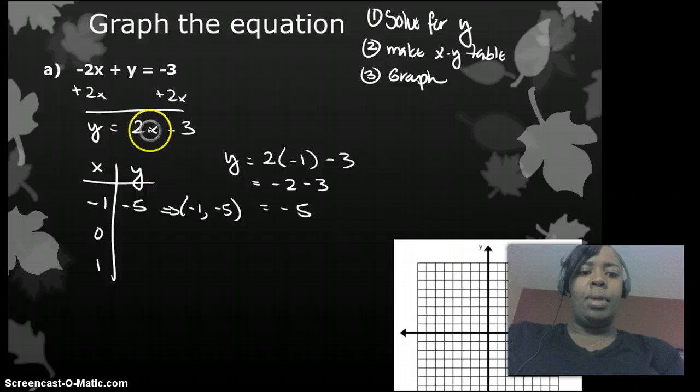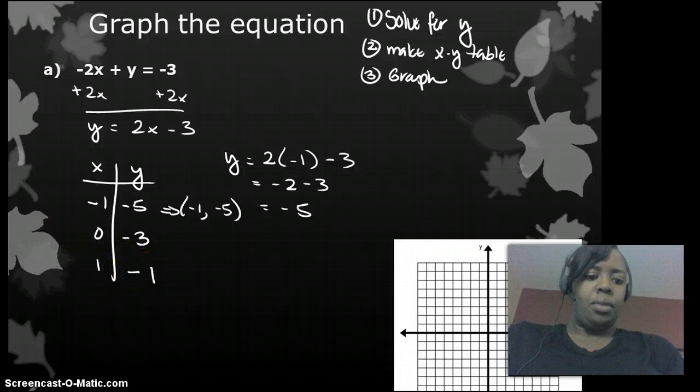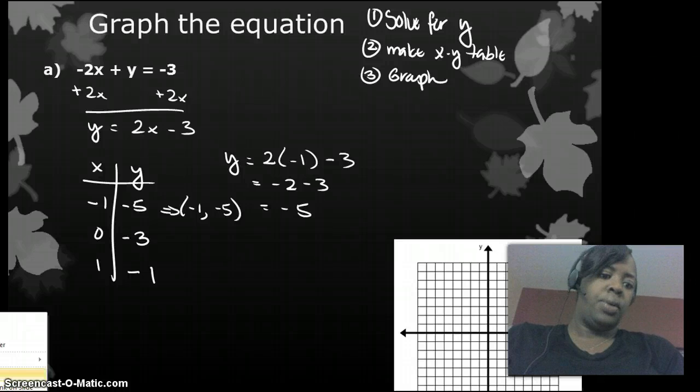For 0, when I plug in 0 here, I'll get -3. Don't believe me, go ahead and show your work. I don't mind that at all. And then for 1, I'll get -1. My next step is going to be to plot these points.